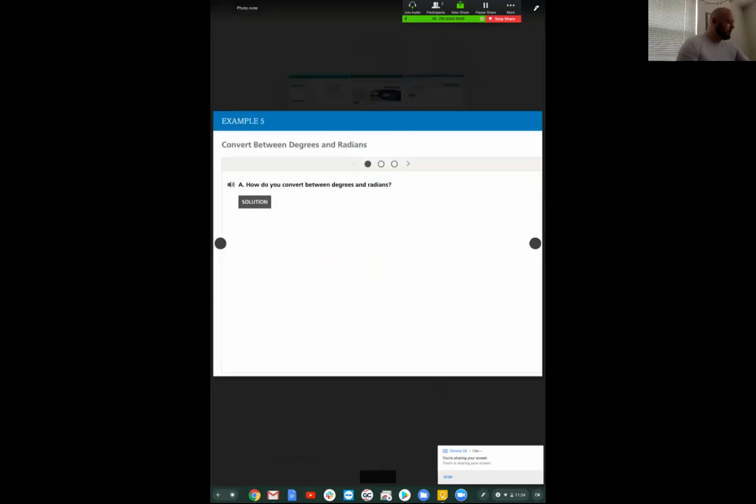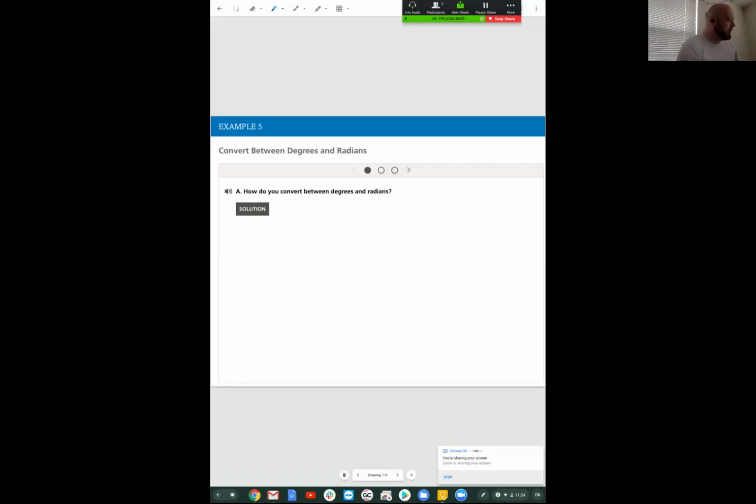All right, let's move on to example 5. What we're going to do is practice converting between degrees and radians. So how do you do that? Let's say that we have, well, let's just draw our axes first. So let me put the axes back up here.